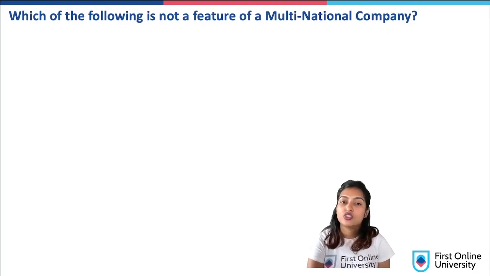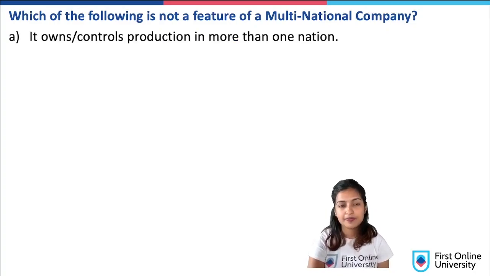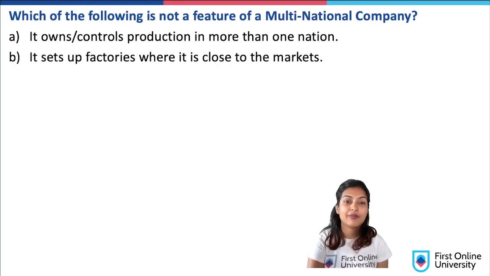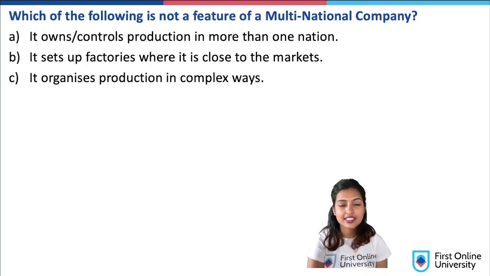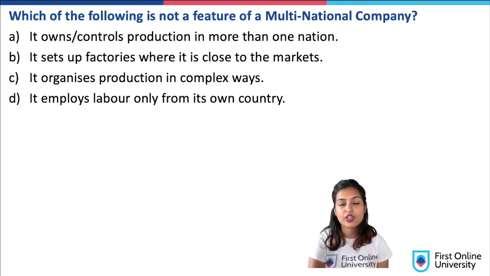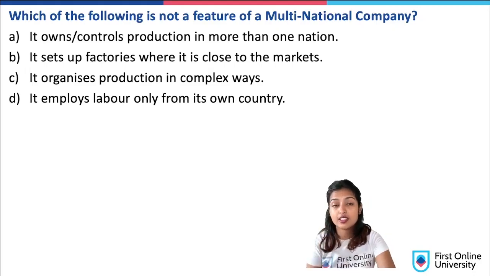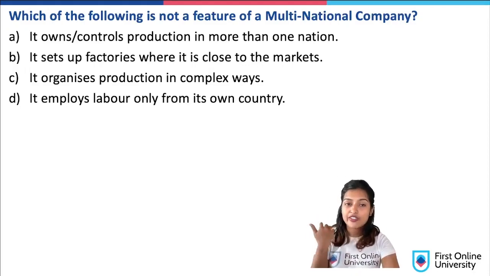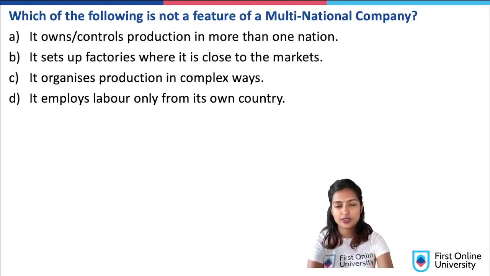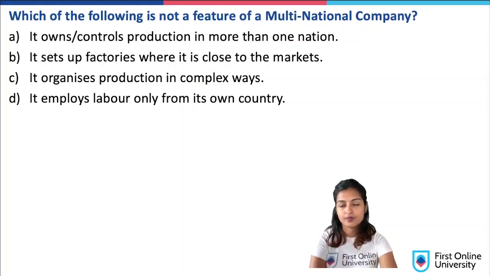Which of the following is not a feature of a multinational company? A. It owns or controls production in more than one nation. B. It sets up factories where it is close to the markets. C. It organizes production in many complex ways. D. It employs labor only from its own country. So please be cautious about the question here. They are asking you which of the following is not a feature, which means the majority of the options attest to the features of the multinational company, and we need to find out which option is not a feature.